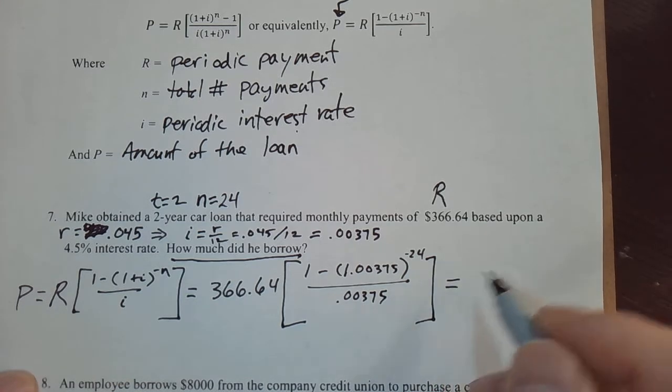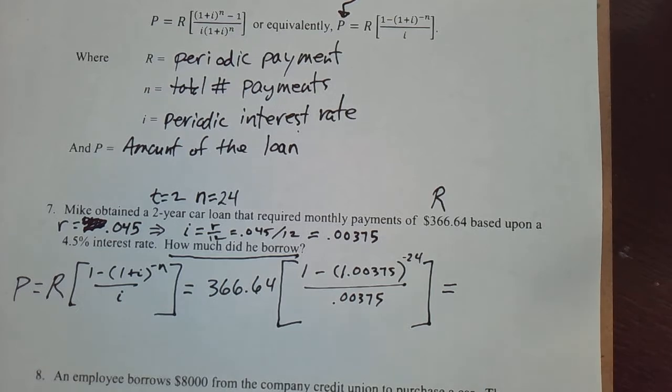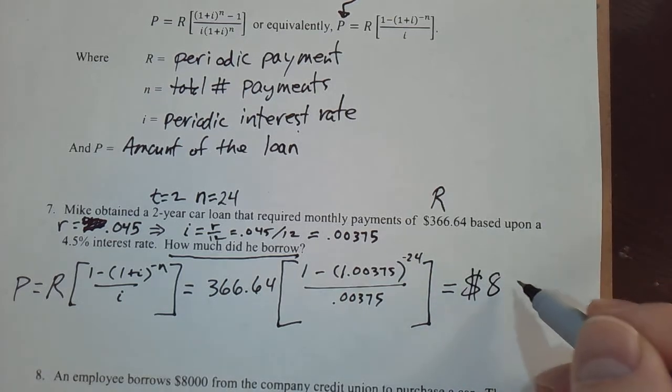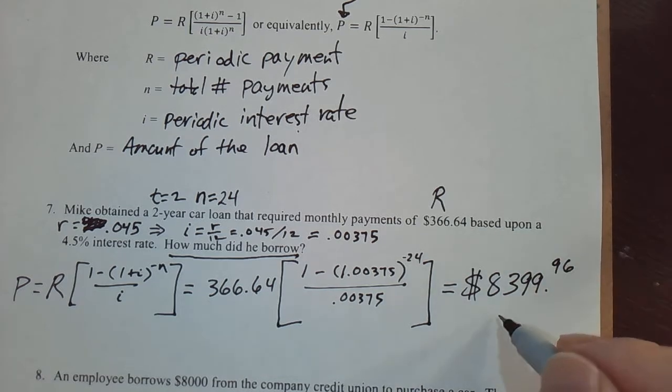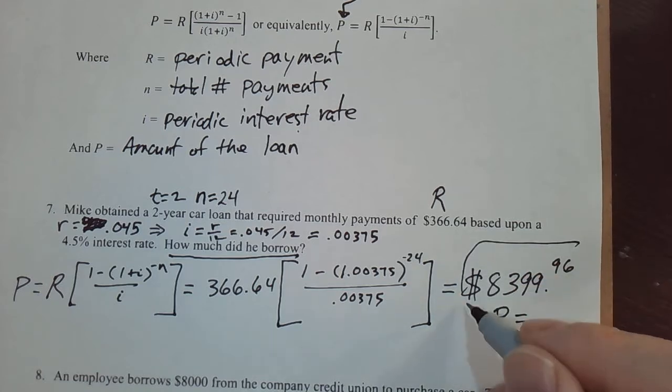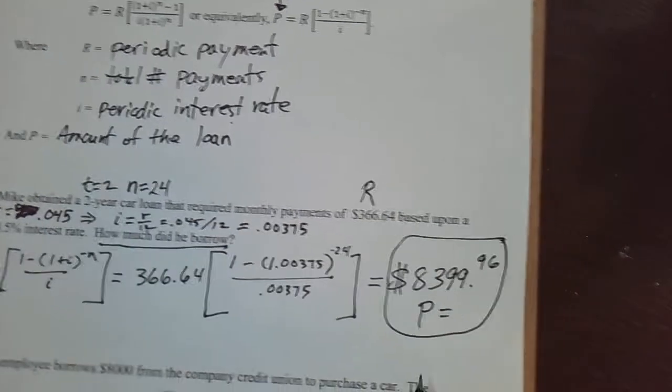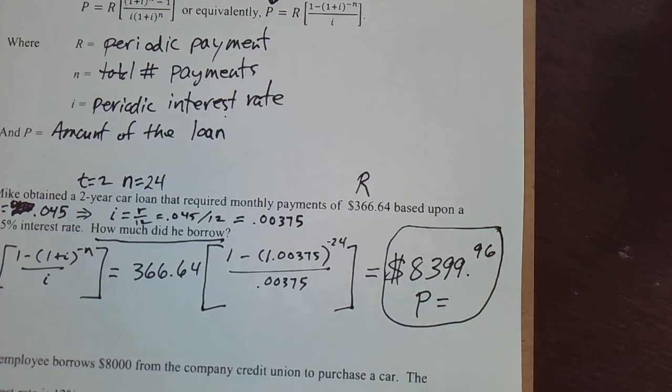So that means our P, if we plug it in, is equal to 8399.96. That is the loan amount. Now, what do you think about that number for a loan amount? Do you think you really got an $8,399.96 loan? My guess is the car cost $8,400. But there's small amounts of round-off error. We're only 4 cents off, but this is the correct answer based upon the information we were given.